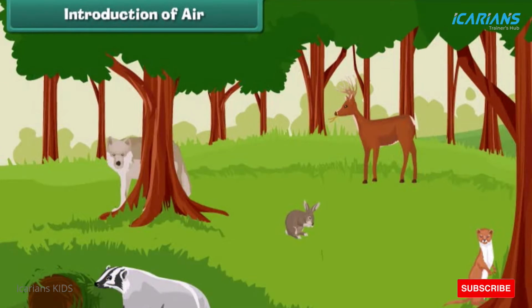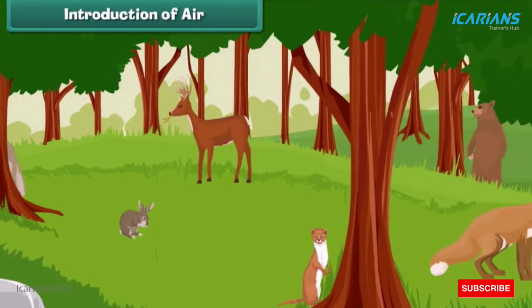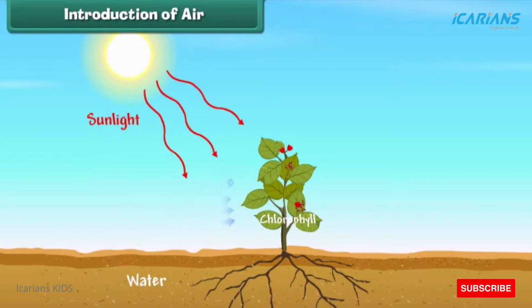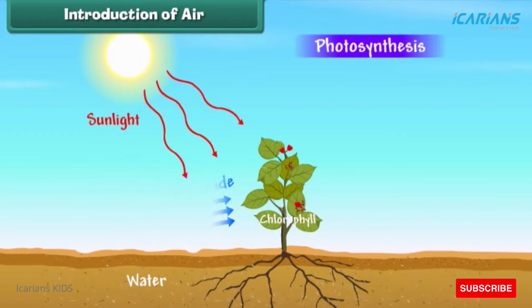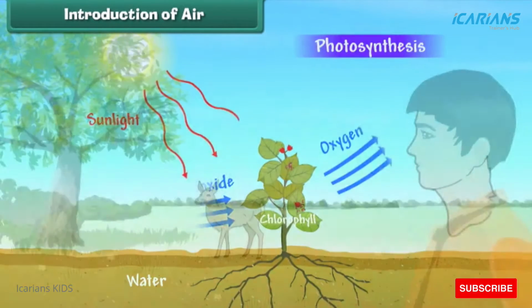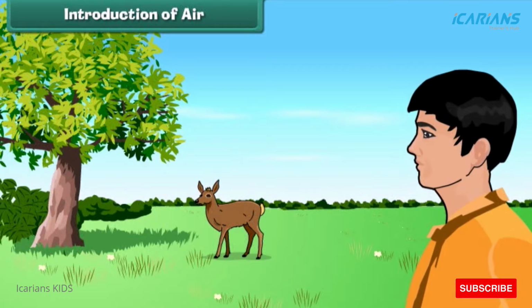Air is very important for almost all life on Earth, including plants and animals. Plants need carbon dioxide from air to do photosynthesis and release oxygen into the air. Human beings and animals need to breathe air to get the oxygen they need to survive.